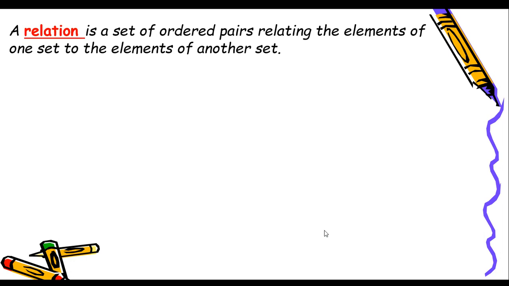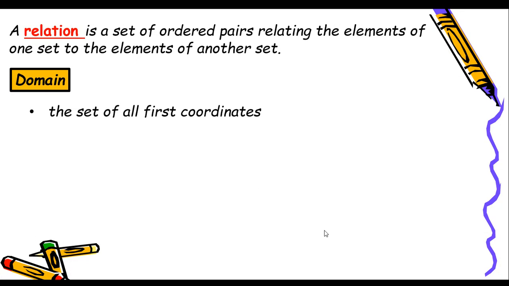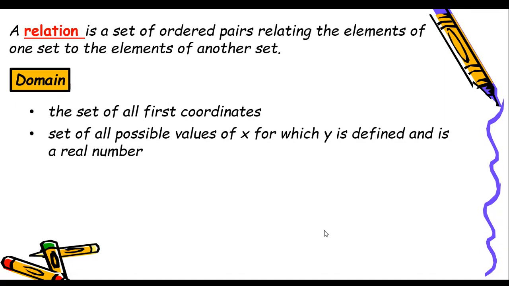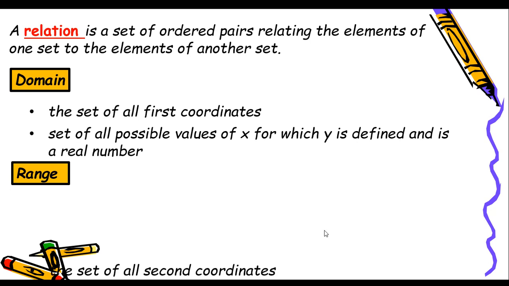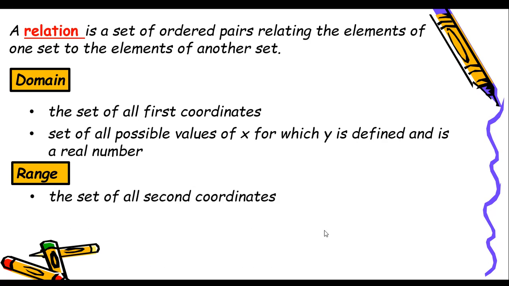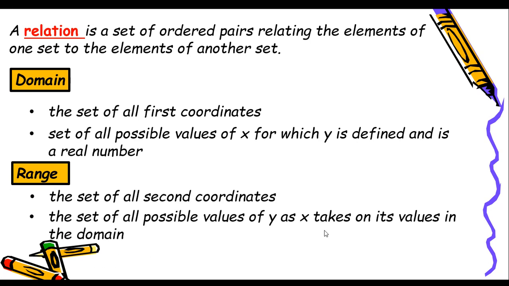When we say relation, it is a set of ordered pairs relating the elements of one set to the elements of another set. When we say domain, it is the set of all first coordinates, or the set of all possible values of x for which y is defined and is a real number, while range is the set of all second coordinates, or shall we say, the set of all possible values of y as x takes on its values in the domain.